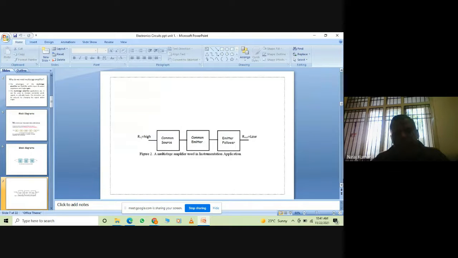Next is the multi-stage amplifier used in instrumentation applications. Basically, it is an application of multi-stage amplifiers. We can use the multi-stage amplifier in the instrumentation amplifier. Here, the internal circuit of the instrumentation amplifier has common source, common emitter and emitter follower all connected in series. So we find the output from the emitter follower side.